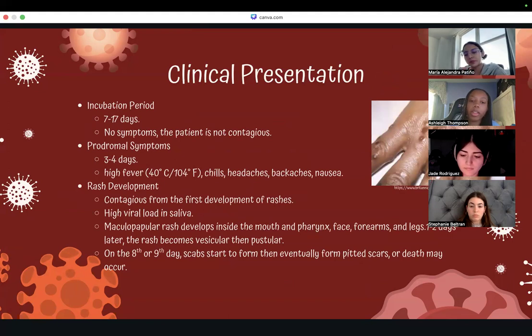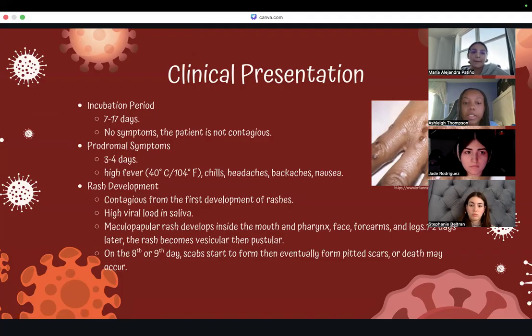So, when a patient is diagnosed with smallpox, they will go through several stages of development, and the whole process can last for about 5 weeks. It starts with the incubation period, which is the time between the initial infection and when symptoms start to occur. This stage varies between 7 to 17 days, and during this period, the patient shows no sign of symptoms and is not contagious.